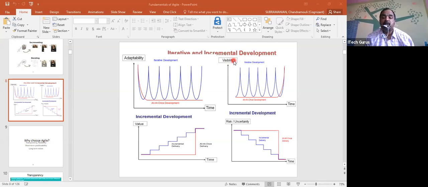So out of 20, I will give the high priority, high value ones, the ones with the higher risk, and the ones with the lower cost. Okay. Any questions, team, here?